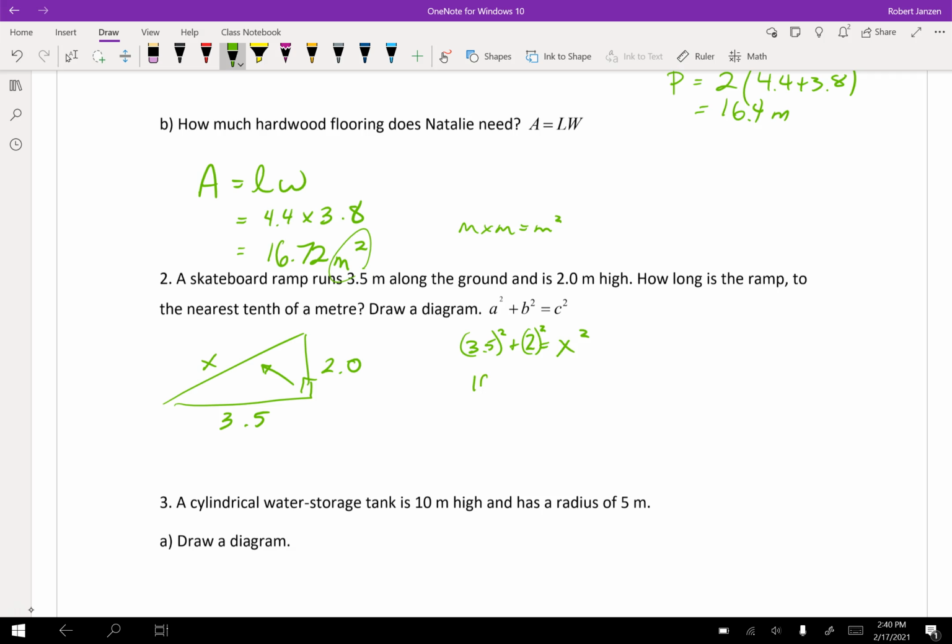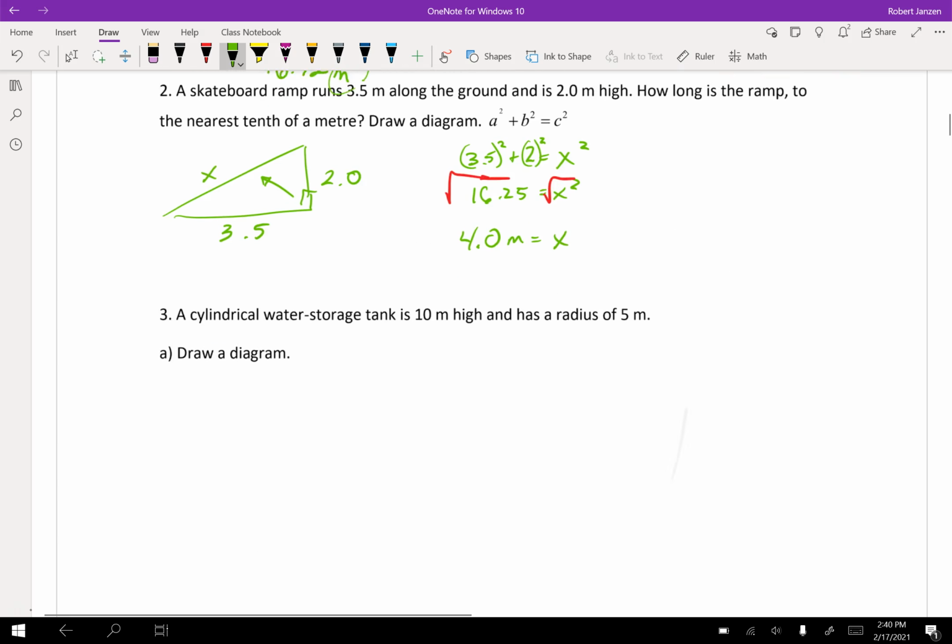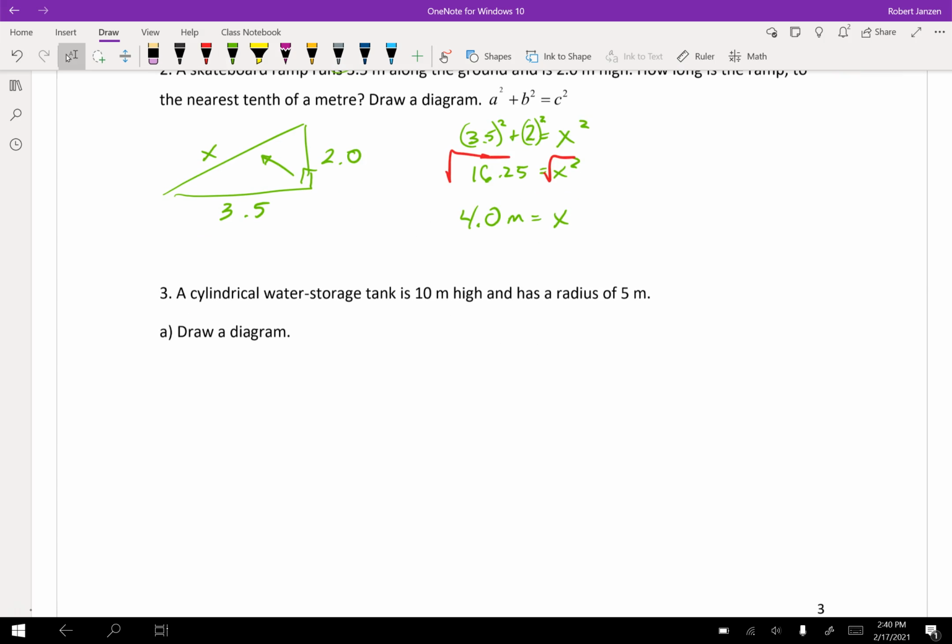Okay, so you end up with 16.25 is x squared, and to get x, we take the square root of both sides. Okay, so take the square root of both sides here, and the square root of 16.25 is pretty close to 4 centimeters, meters. Okay.